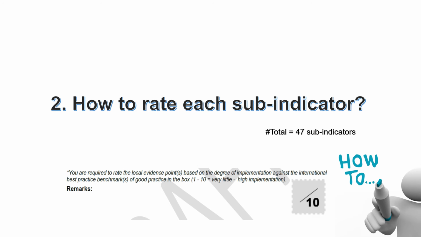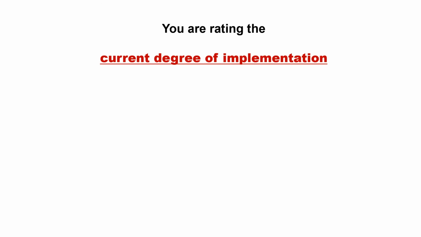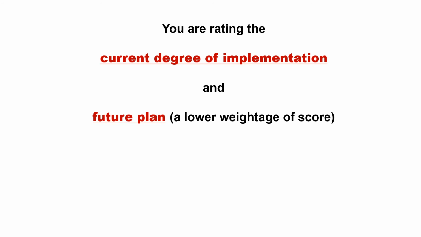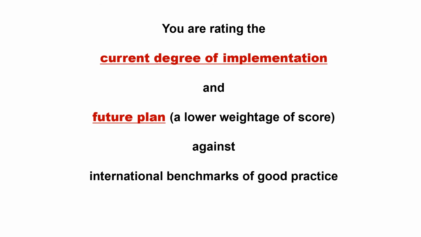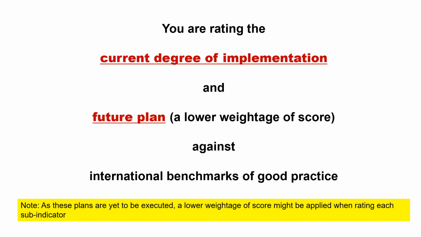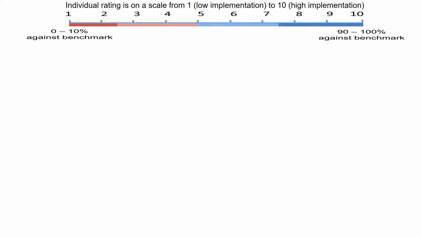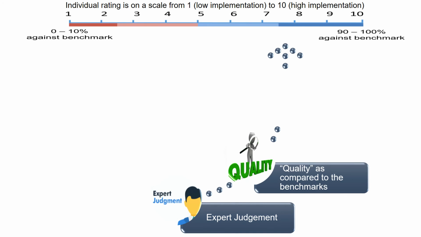So the second question is how to rate each sub-indicator. We have a total of 47 sub-indicators to be rated. You are rating the current degree of implementation and future plan by the government against international benchmarks of good practice. As future plans are yet to be executed, a lower weightage of score might be applied when rating each sub-indicator. To do the rating, we have a 10-point scale, 1 representing low implementation to 10 representing high implementation against the benchmark. So it is up to the expert's judgment based on 2 criteria.